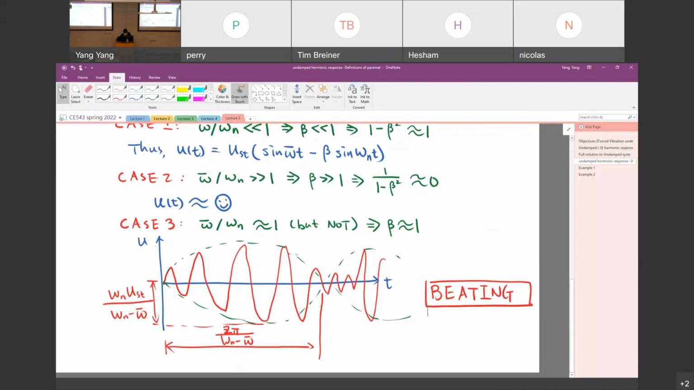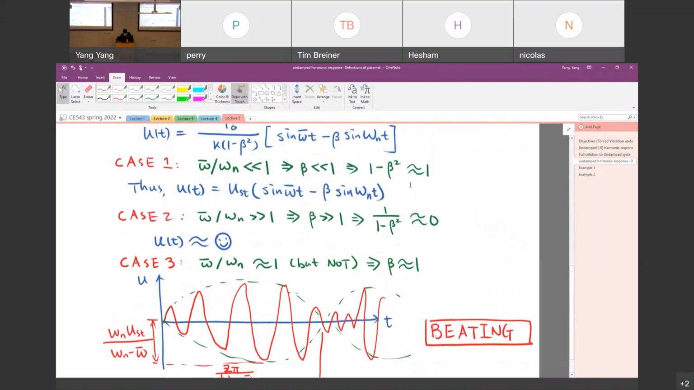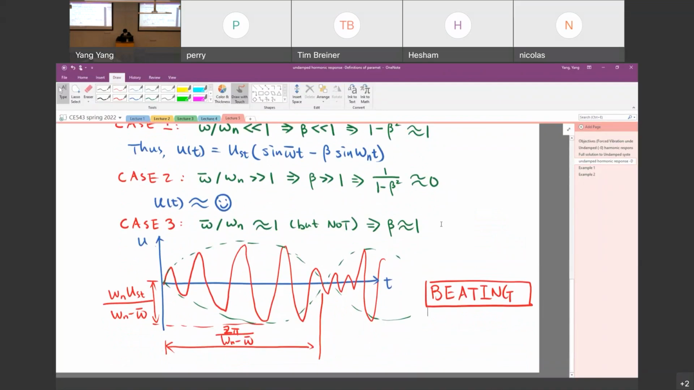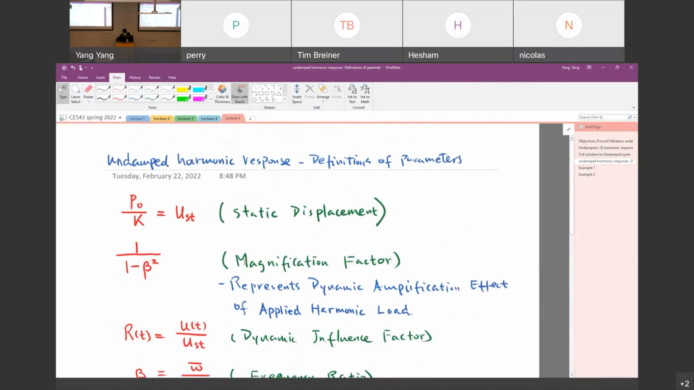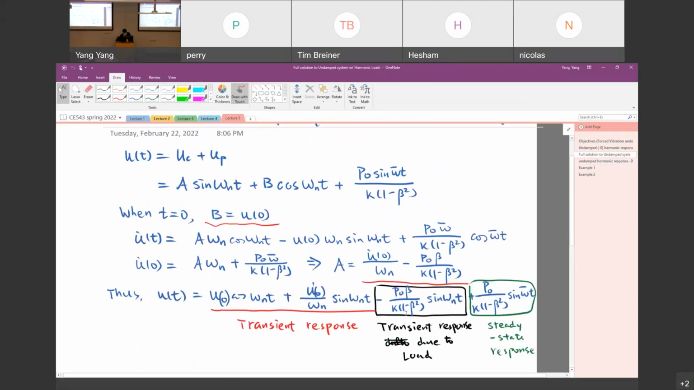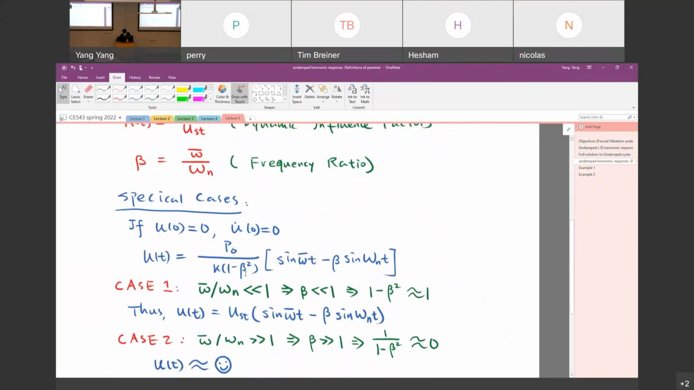So this is case 3. Case 4, I would say that's the resonance. The equation for case 3. We should forget the second graph. The equation is here. You can just go ahead and use this equation, right? And then put in this equation.